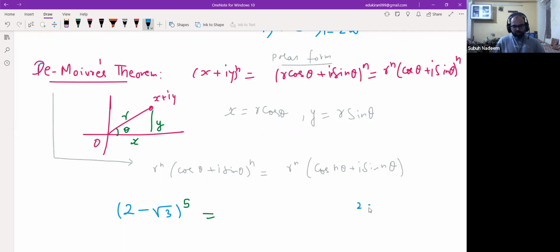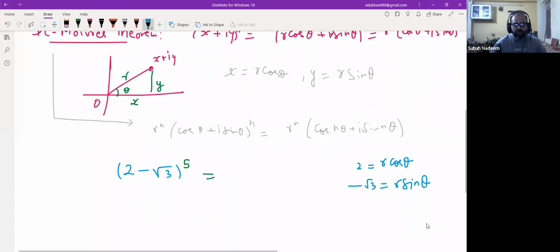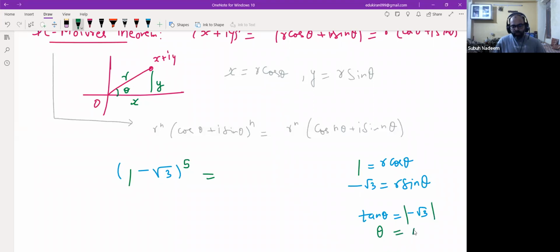That 2 is equal to r cos theta and minus root 3 is equal to r sin theta. And when you take the ratio, then tan theta is equal to minus root 3 by 2. So this angle you can't find, so let us do a small change, write it as 1 here. That angle is not a given angle, right? So if this is 1, suppose, then it will be better for you. Then it will be minus root 3 by 1. So theta will be, taking the mod of this, pi by 3, 60 degrees.